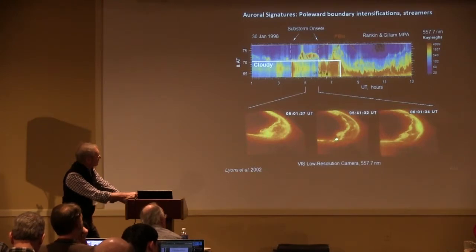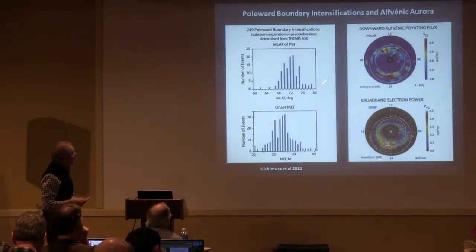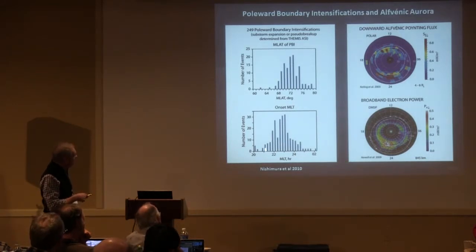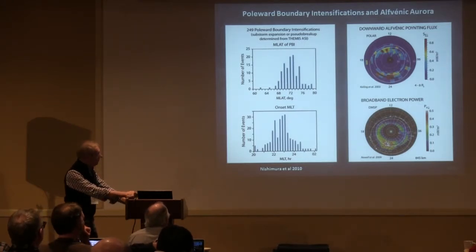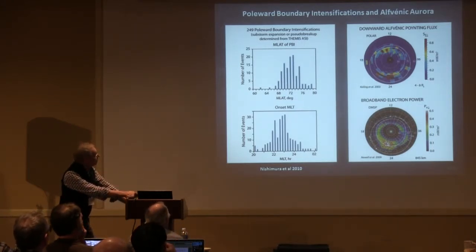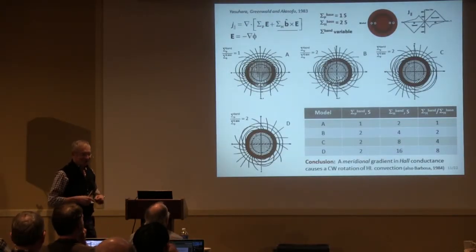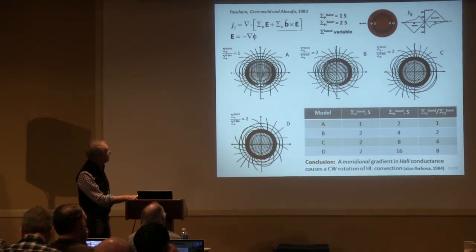If we look at the statistics of the poleward boundary intensifications, which was done by Nishimura et al. at UCLA, you see the poleward boundary intensifications concentrated at relatively high latitudes in the pre-midnight sector, and those are associated, we know, with fast flow bursts in the magnetotail.